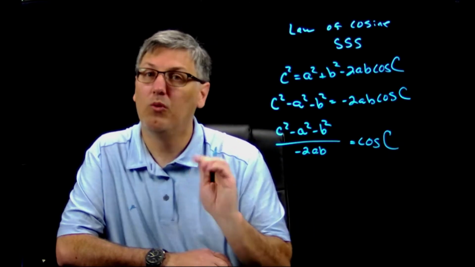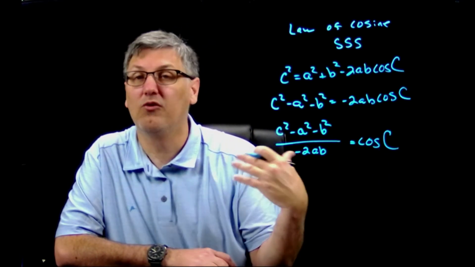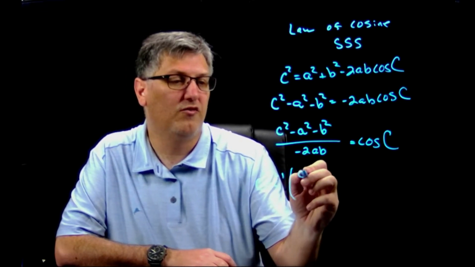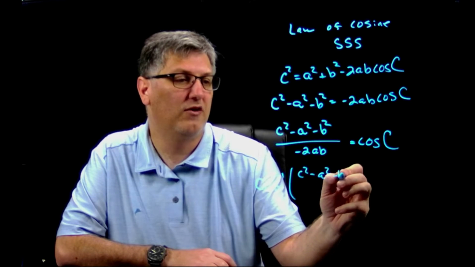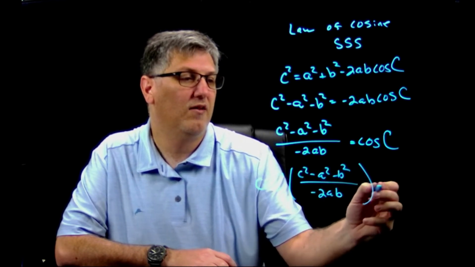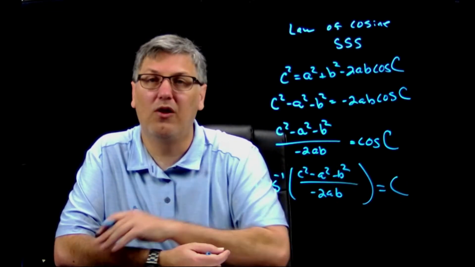What we've learned from trig is that to move cosine to the other side, we're going to do arc cosine. So I'm going to do arc cosine of c squared minus a squared minus b squared over minus 2ab. That's going to equal my angle C. So I can use this formula 100% of the time.